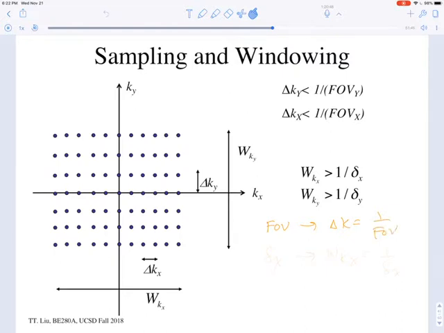The other thing you're typically given is the resolution. Someone will say, I want to be able to resolve things at 1 centimeter or 1 millimeter. Given that, I know the amount I have to go out in k-space is just 1 over delta X. So that turns out to be the design rules that we have. Let's do an example of that.